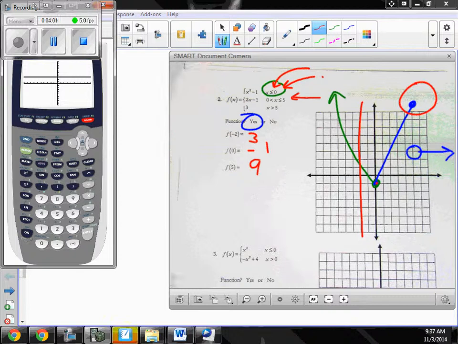Do you want to see another one? I got another one ready, or do you want to work on the worksheet? We're good? Okay, take a look at the worksheet.